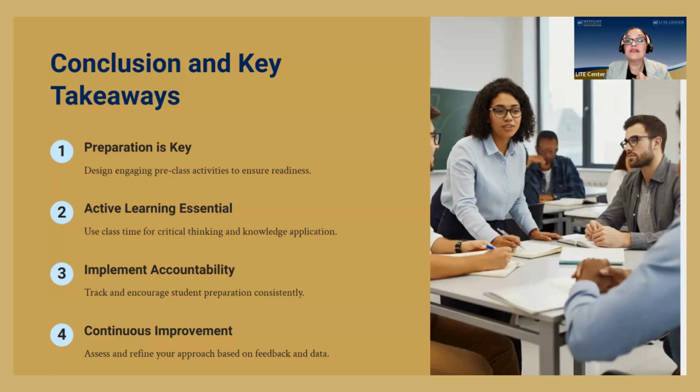Also, use class time for activities that promote critical thinking and the application of knowledge so you can easily identify who read and who didn't. Implement systems to track and encourage student participation. So make them accountable for not getting prepared for class, or the opposite, for being ready to participate and being prepared to engage in your conversations in the class. Now, continuously assess and refine your approach based on student feedback and performance data. So feedback and reflection is really important.